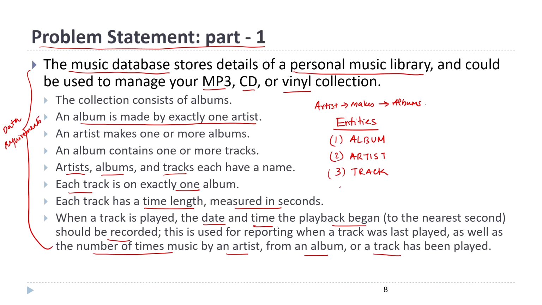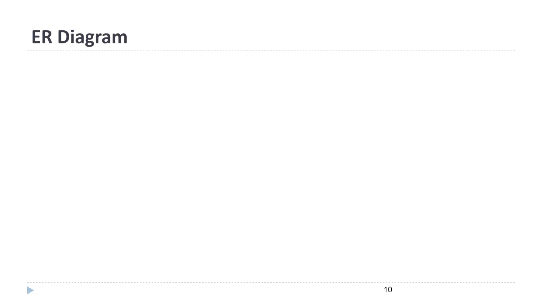So, that pretty much gives you the fourth entity, pretty much saying that played or playback, you can use whichever one you want. When the track was played, you need to record that. So, from this description I can identify four entities as part of it. Once you identify that, then we can make the ER diagram.